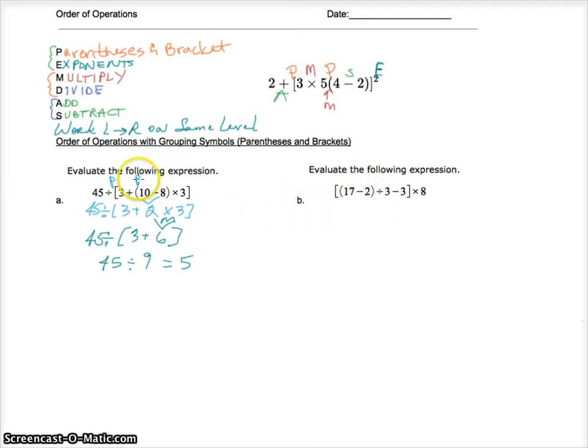So just remember that we have to follow parentheses, and then we can multiply, add, because we're still working in our bracket, and then we can divide, because we have to follow our order of operation based on what level we're on. Let's look at example B.